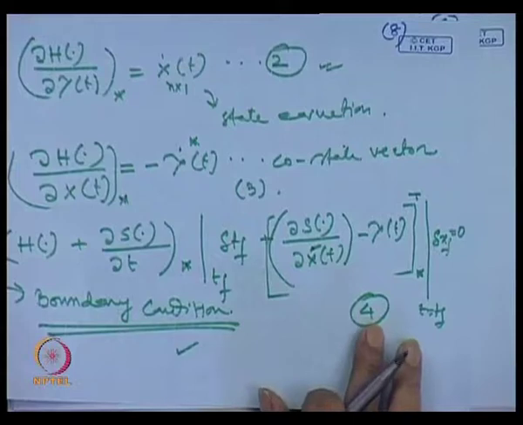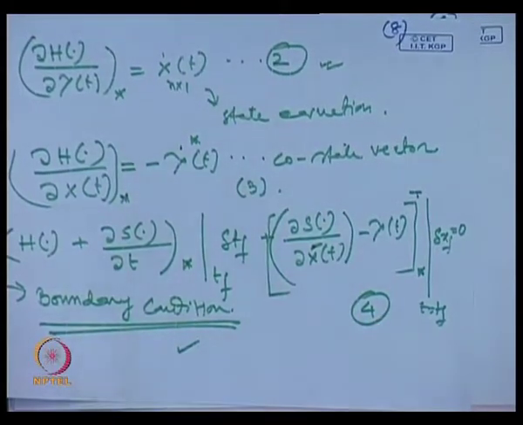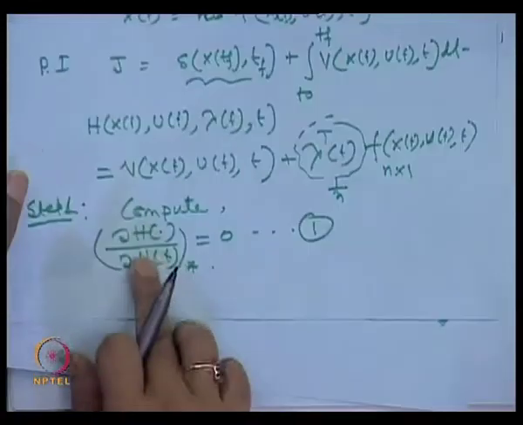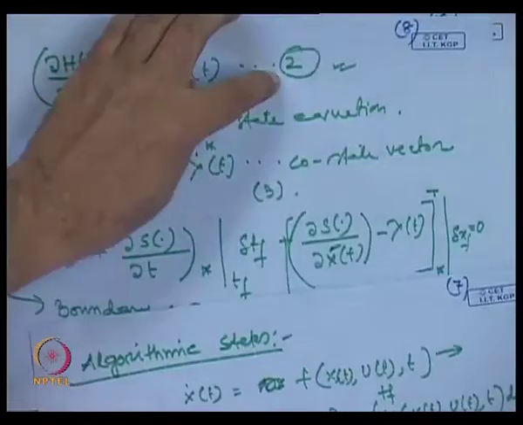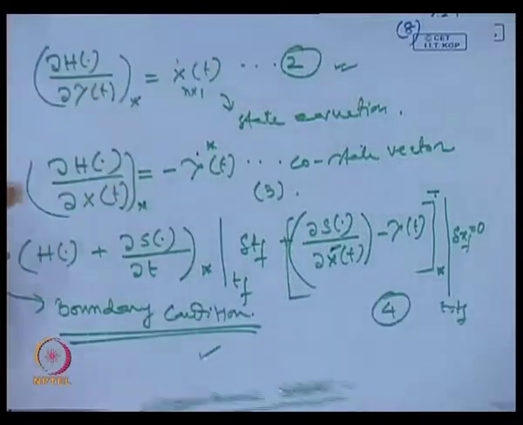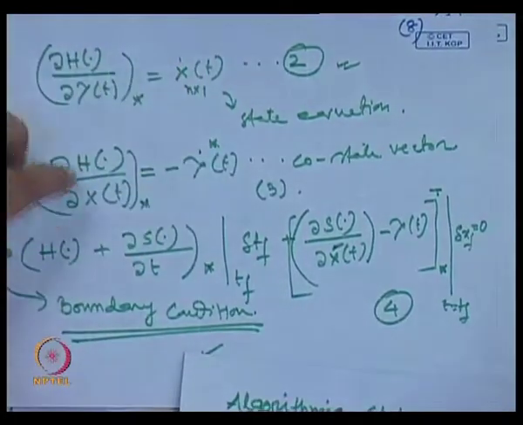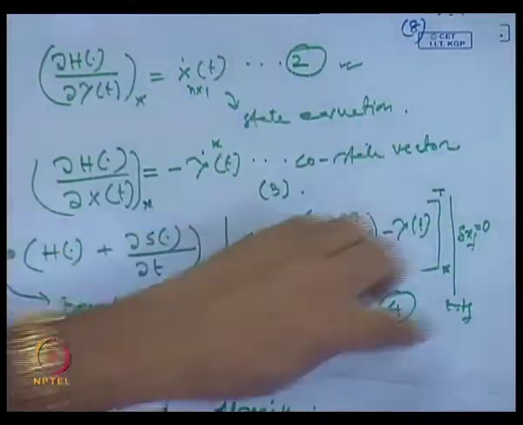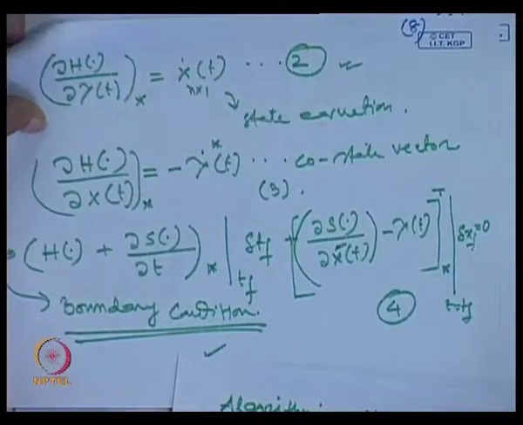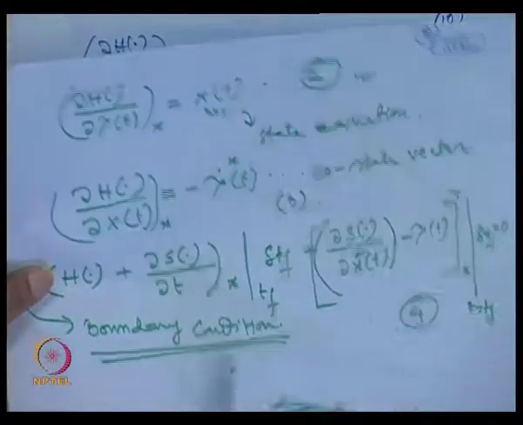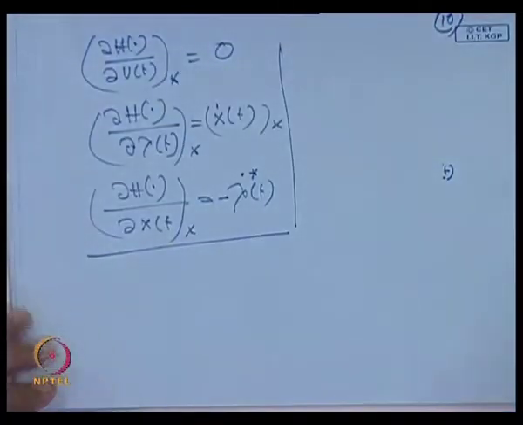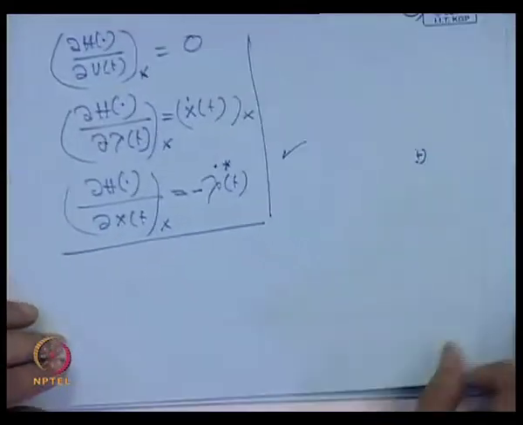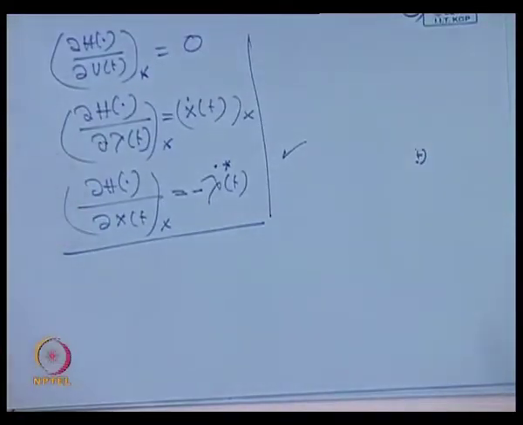So there are four equations: equation number 1, del h del u; equation number 2, del h del lambda equals x dot; equation number 3, del h del x equals minus lambda dot; and equation number 4, the boundary condition, which is necessary to solve this set of nonlinear equations. That way we can solve it.